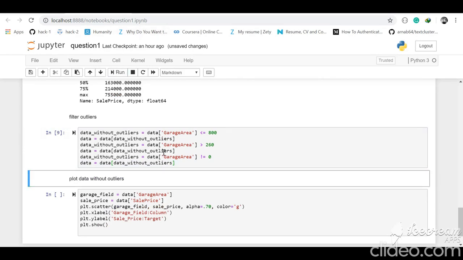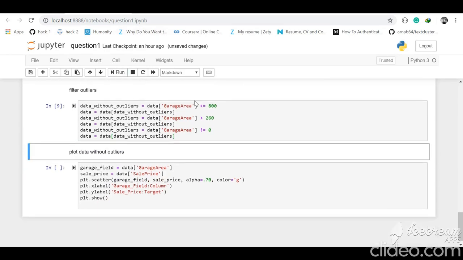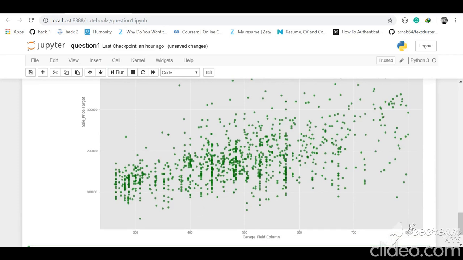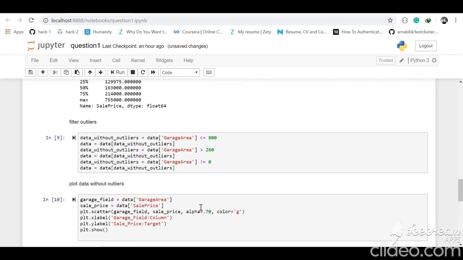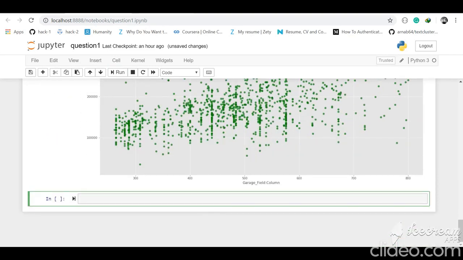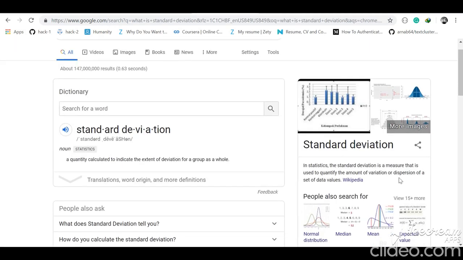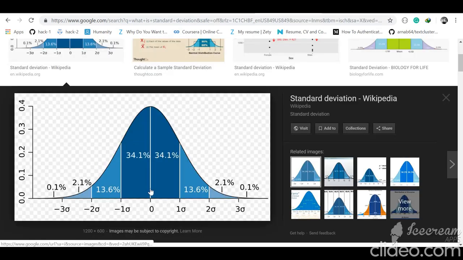Now if we run this, the outliers are all removed, and if we plot again, we could see the outliers are removed. So all the data points are less than 800 and greater than 260. We have used standard deviation because standard deviation is the measure that is used to quantify the amount of variation. For example, in this data, we could say one standard deviation is where most of the data points are present.